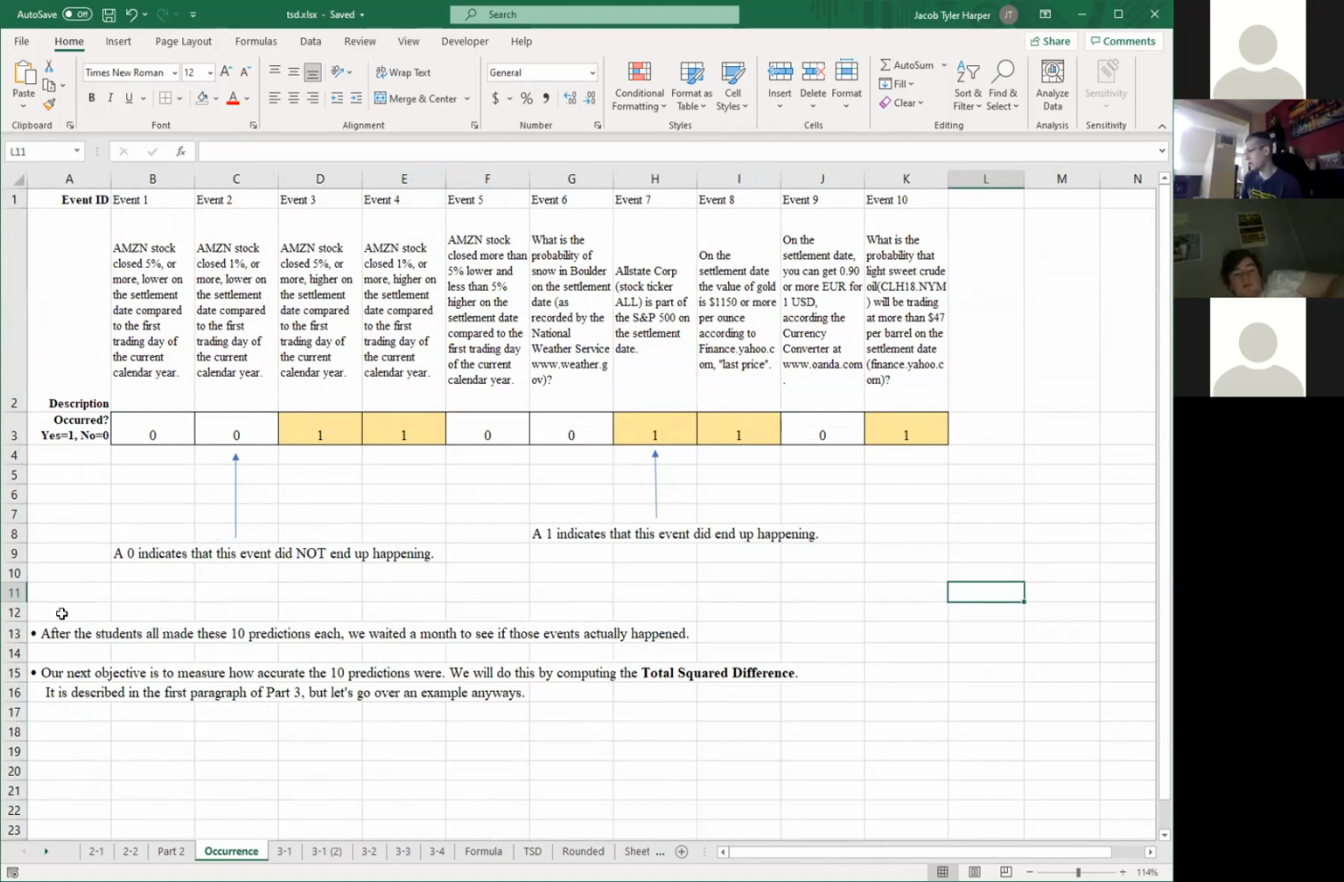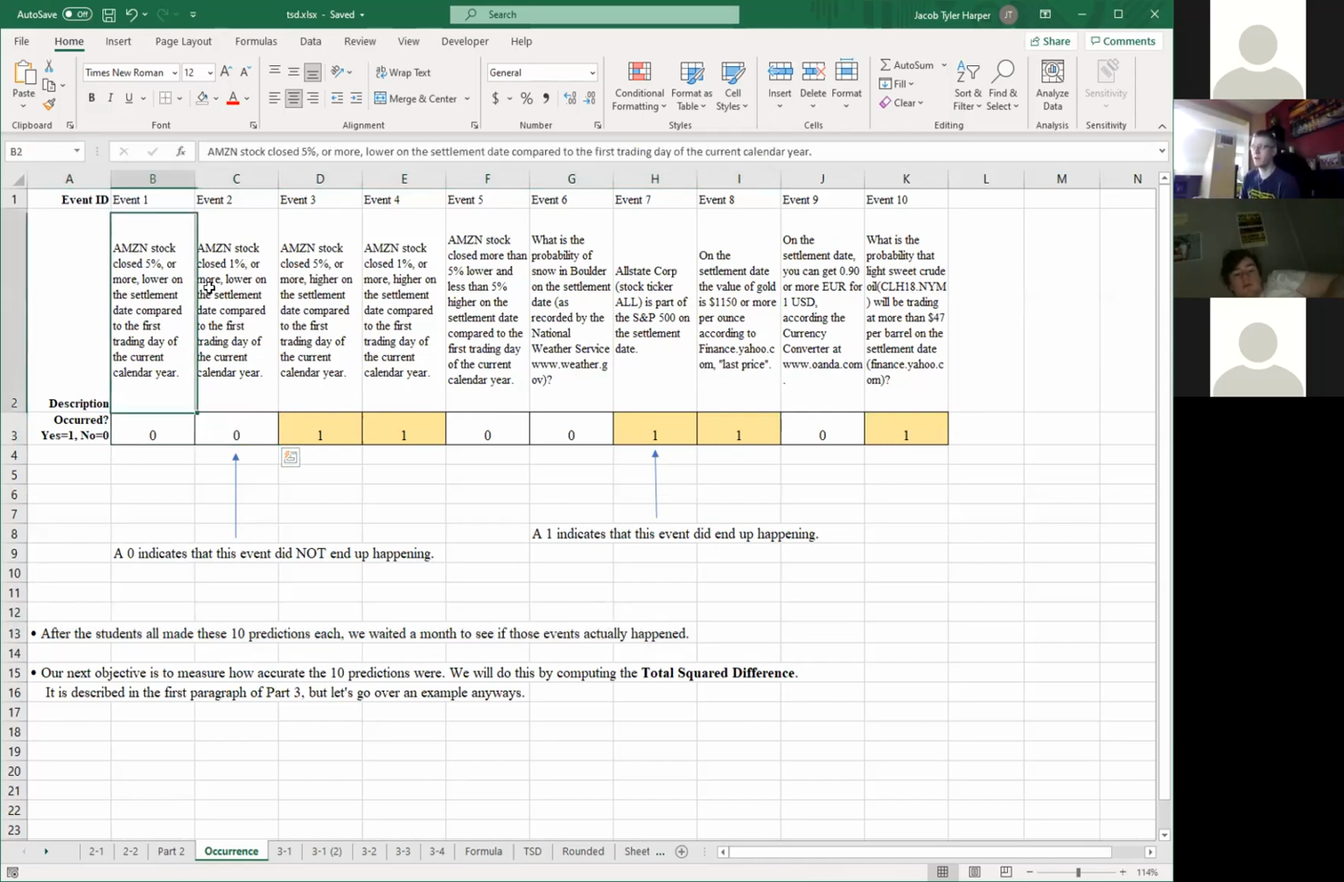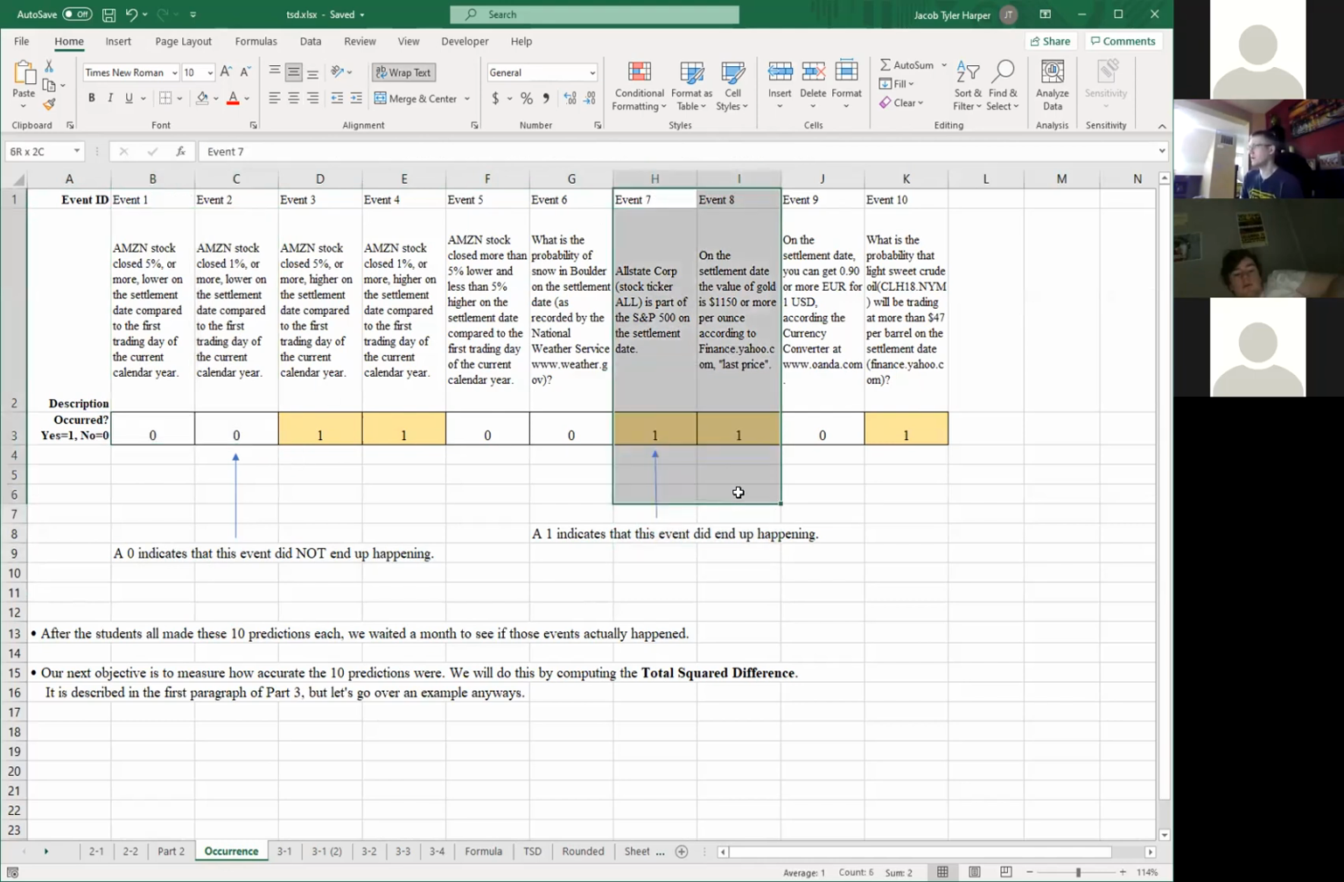For part 3, if I move over to this occurrence tab for a moment, we look at these 10 numbers here. So what's going on here? After these students all made these 10 predictions each, we waited like a month to verify whether or not these 10 events actually happened or didn't happen. So for instance, if we see a 0, these 2 events didn't happen.